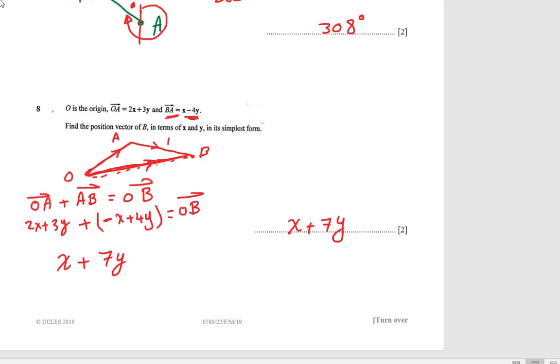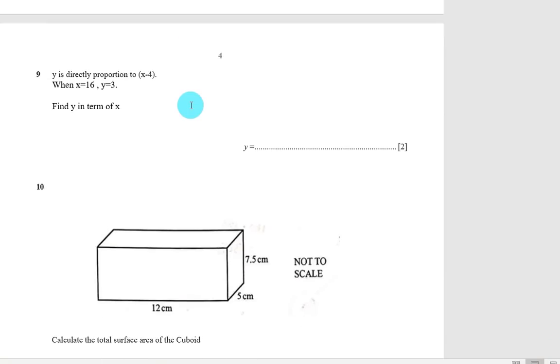Careful for the direction. Here BA, I need AB. So AB as a vector will equal minus BA as a vector. Okay, that's why we change the sign in this location. Okay, let us go ahead to another question.